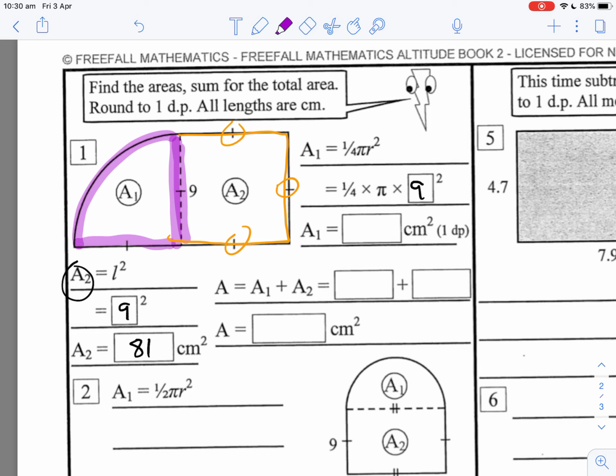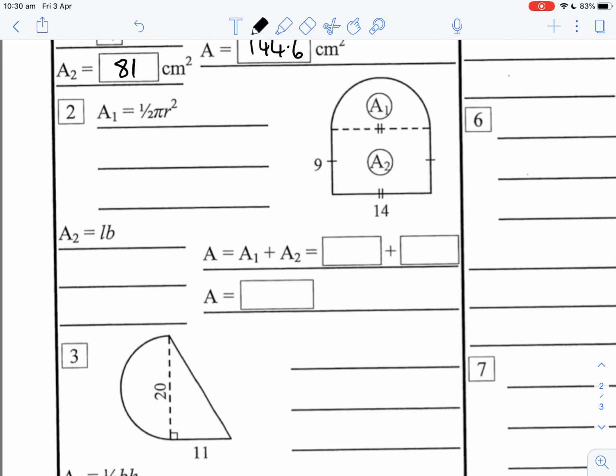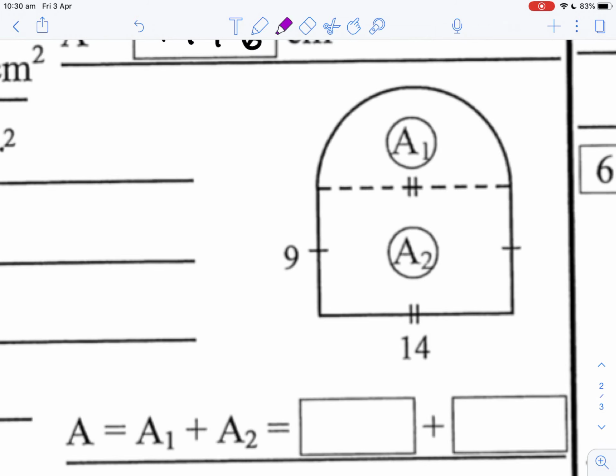So I'll finish putting mine into my calculator there, and that gives me 63.6. That's to 1 decimal place. So, oopsie, sorry, my bad. So 63.6 centimetres squared. You can probably hear my dog snuffling in the background. I apologise for that. So then we just need to add the two areas together. So my A1 was my 63.6. My second area was that 81 that we calculated initially. And so together we would have had 144.6 centimetres squared.